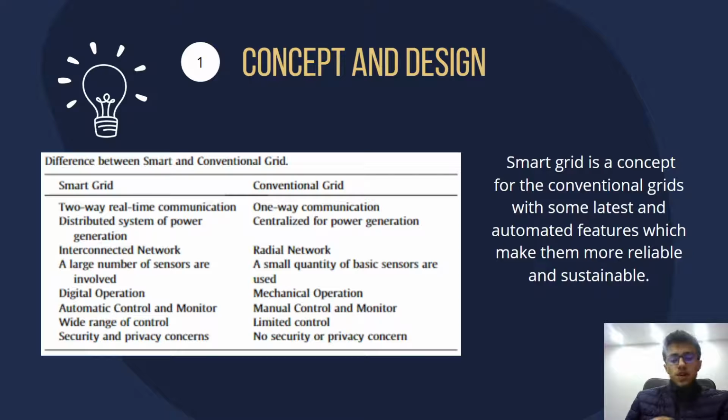So we can analyze what's happening in two ways. A large number of sensors are involved in the smart grid, and in the conventional grid, a small quantity of basic sensors are used. Another important difference between these kinds of grids is the security and privacy concerns in a smart grid, and no security or privacy concern in the conventional grid.